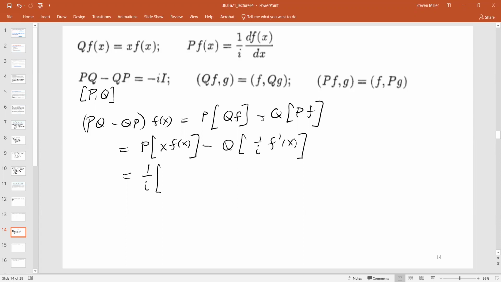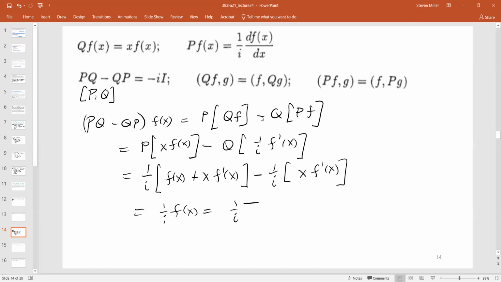So I take the derivative of x, which is 1, so I get f of x plus x times f prime of x, minus, now q just means multiply by x. So I have a 1 over i, and I get x f prime of x. Oh, okay, good. The x f prime of x term cancels, and I'm left with 1 over i f of x, which is 1 over i capital I of f of x, where capital I is just the identity.